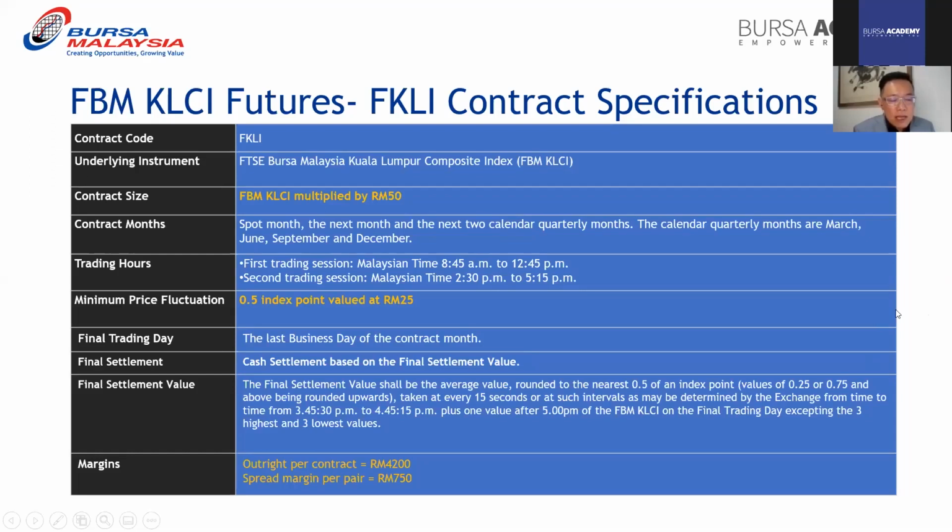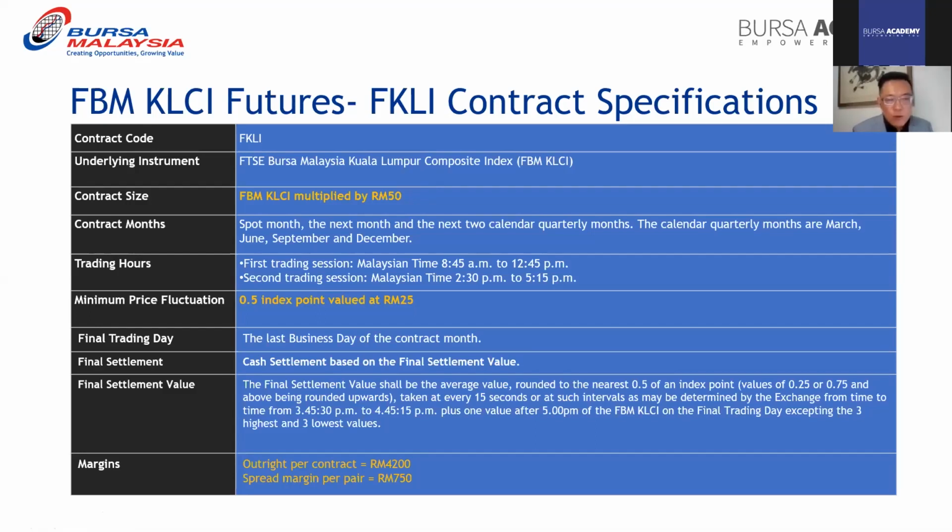Okay, so let's take a look at the margins. The outright margin per contract is 4,200. That means that's the minimum amount of capital you need to have in your account to trade one contract of FKLI, 4,200. Okay, and again, please note here, there is a spread margin. If you're trading spreads, spread margins are usually lower, and it's 750 ringgit per pair of spreads, which later we will cover. So to trade one FKLI contract, you need to have a minimum of 4,200 ringgit in your futures trading account.